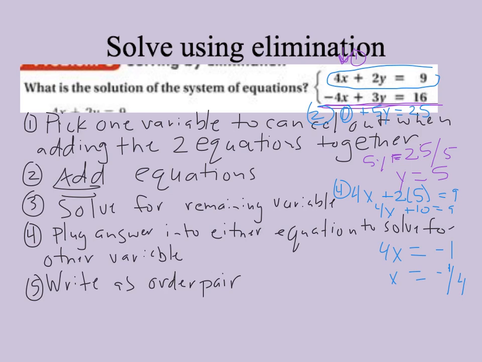And then my final step, the fifth step, is to write it as an ordered pair. My x always goes first, negative 1/4. My y goes second, 5. Always write your final answer as an ordered pair.